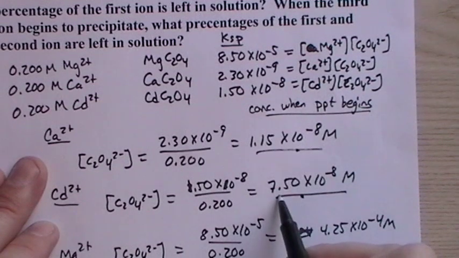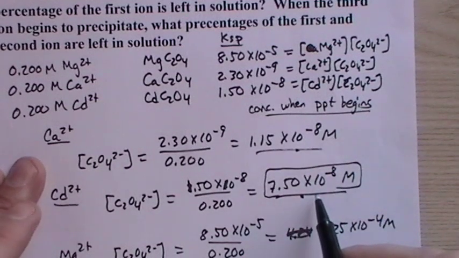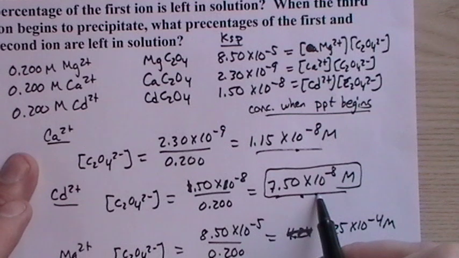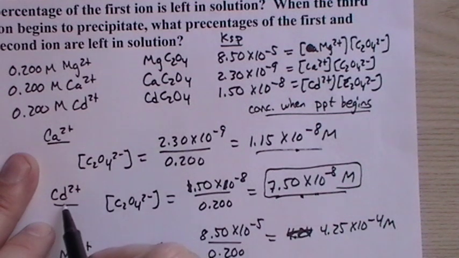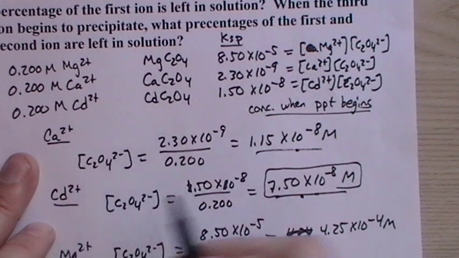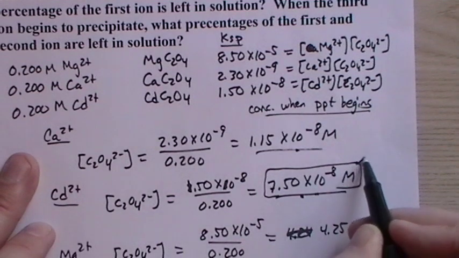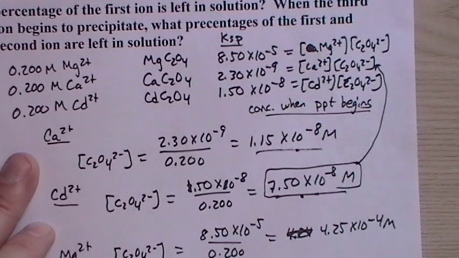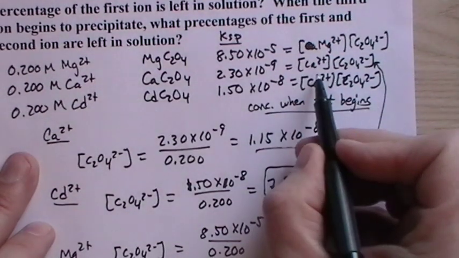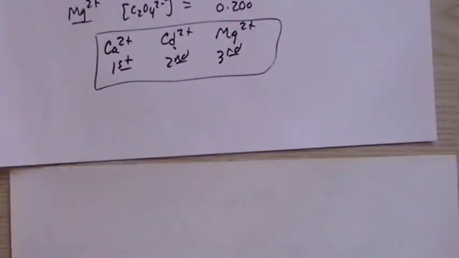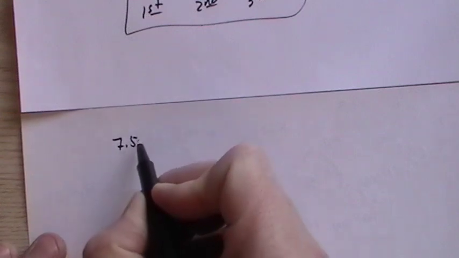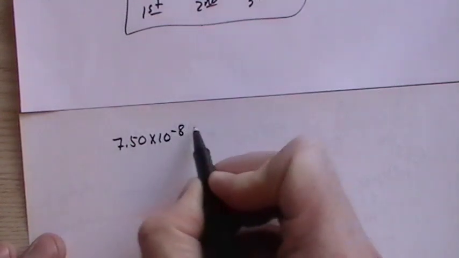So if we take the concentration of oxalate ion that is necessary to precipitate out cadmium and put it into the calcium expression, we will find a number that is lower than 0.2. We'll find the amount of calcium that's left over. So let's do this out. Again, it's hard to describe in words. You just have to do this out first one time to see.